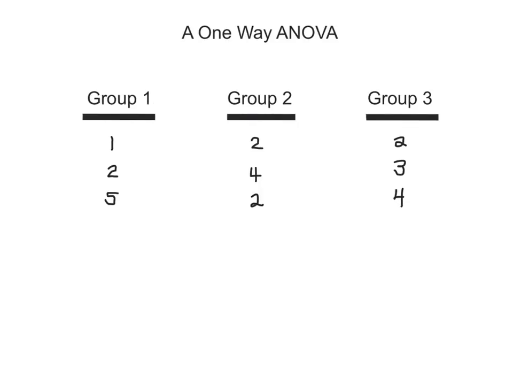Now generally we have more than 3 values in a data set, but I'm making it a small set of numbers just for simplicity's sake. And so in our one-way ANOVA test, what we generally do is start by making a hypothesis. The hypothesis that we're testing is called our null hypothesis, and we write it as H sub 0, or H naught.